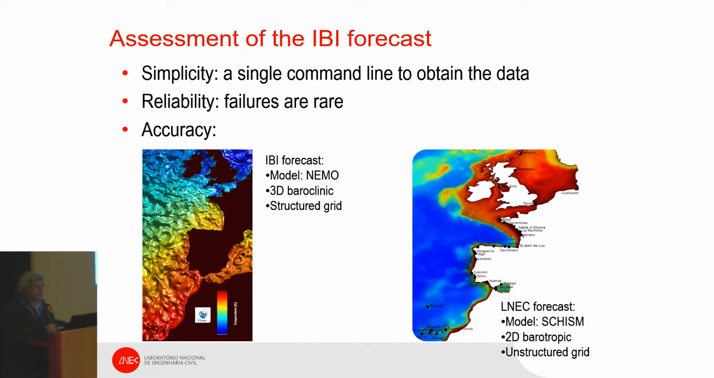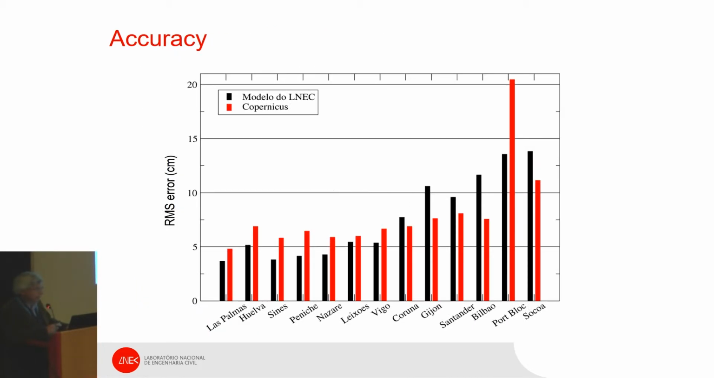This means that we can concentrate our resources in our particular area of interest, which is the Portuguese coast. So we have a very high resolution, about 250 meters in the Portuguese coast, and then a much coarser resolution elsewhere. So our system has been up and running since March this year, and in July we made an assessment of our system and we compared it to the EB forecasts.